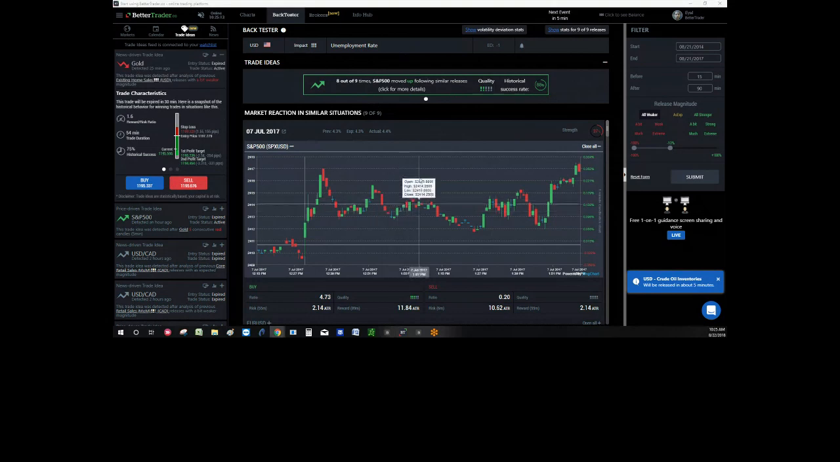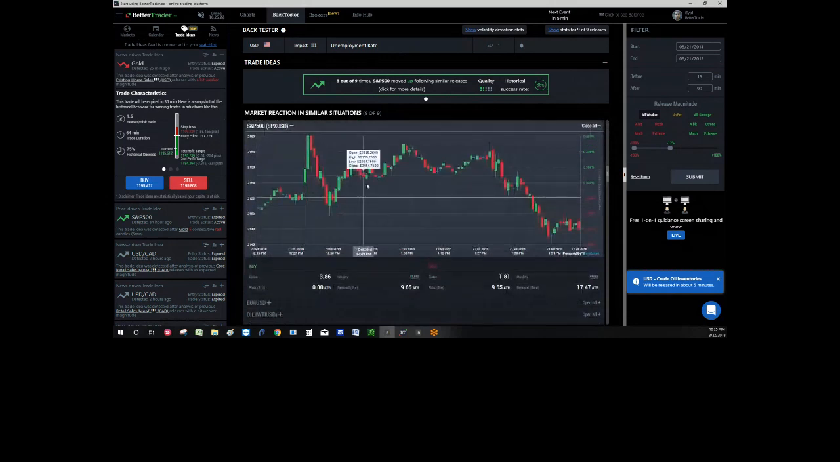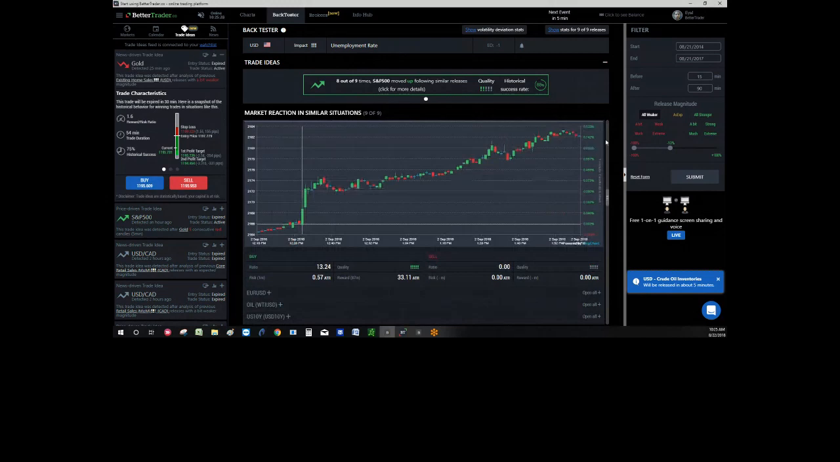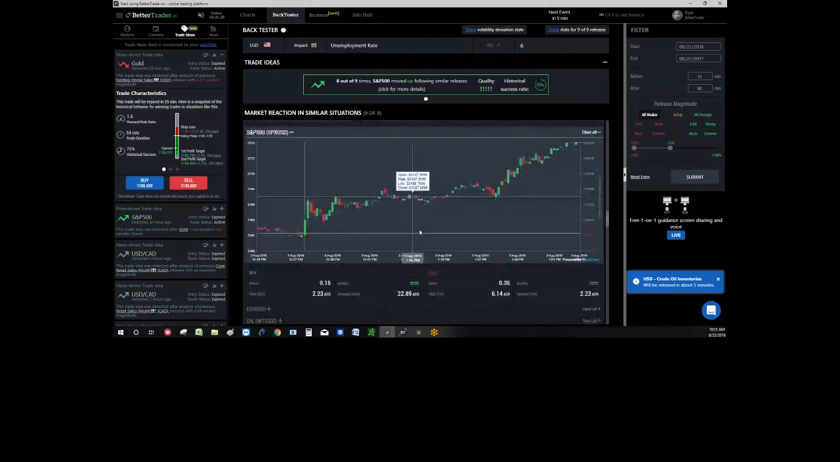With the backtester, we can see this chart. One time the market went up 15 minutes before, 90 minutes after. Then another time the market went up, then down, then up, and then a bit down. Another time the market went significantly up. Now I have the confidence to go long the S&P after the event release, and I understand why.